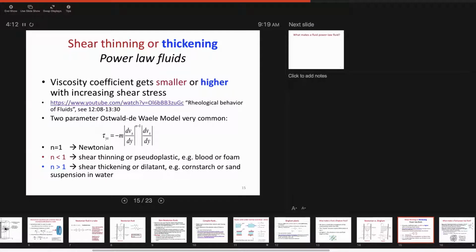Which says some m is essentially what my mu was. Okay? Well, sort of. Actually, this entire term, m times dvx dy to the n minus 1, is my apparent viscosity, which is why I don't want to use mu here, though sometimes mu is used.